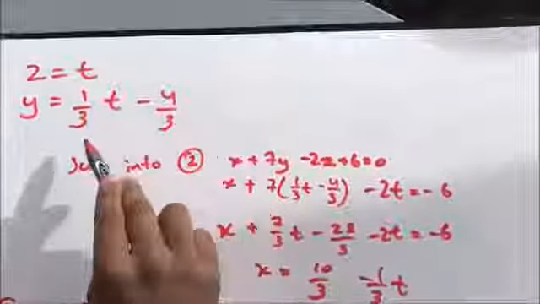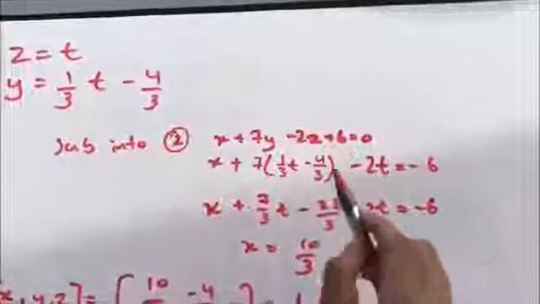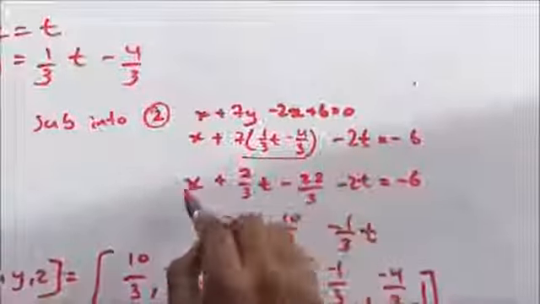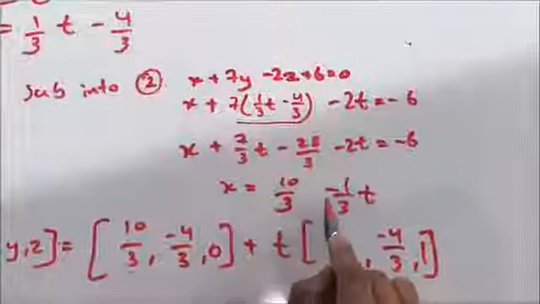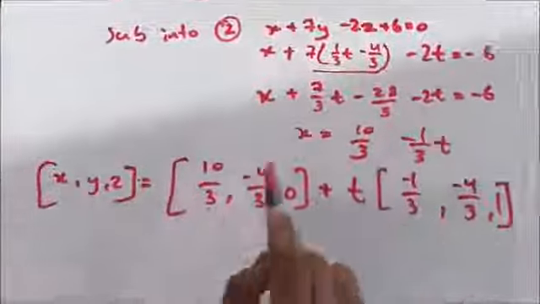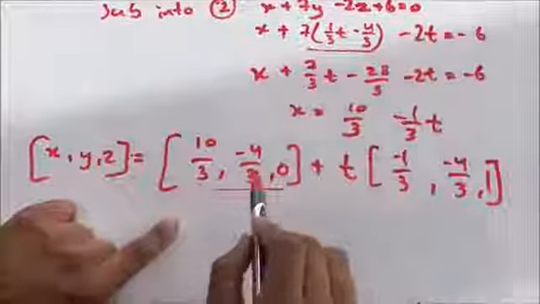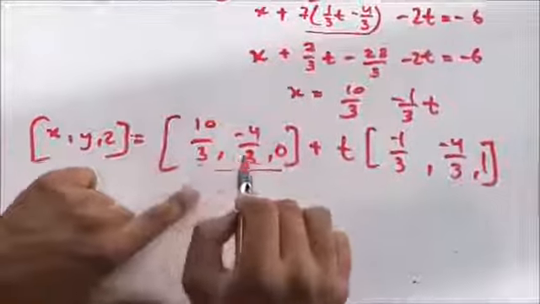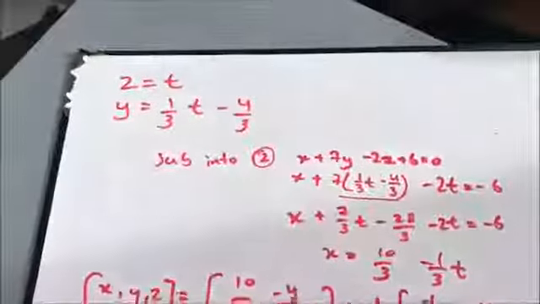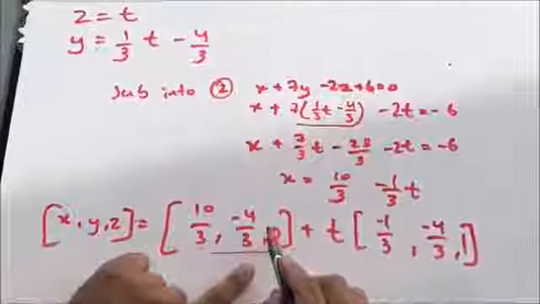Then we sub this value back into our second equation, and then we solve for x. And we get x as 10 over 3 minus 1 over 3 t. By setting t as 0, we can solve for a point that's on the line, so we get x as 10 over 3, y as negative 4 over 3, and z as 0.